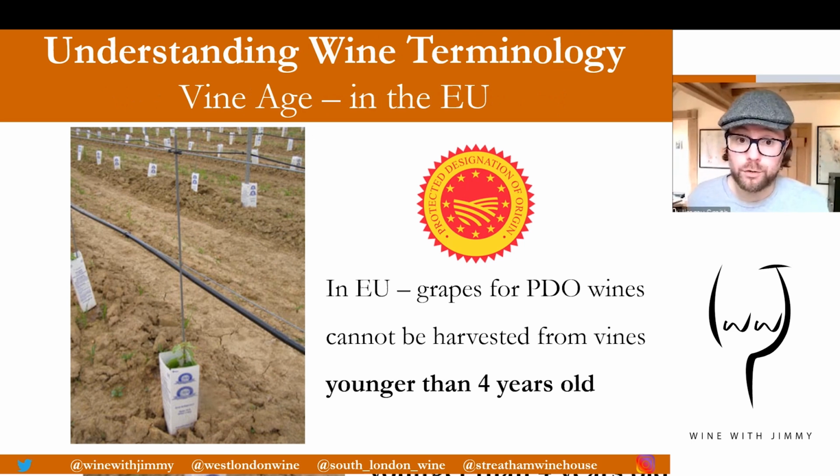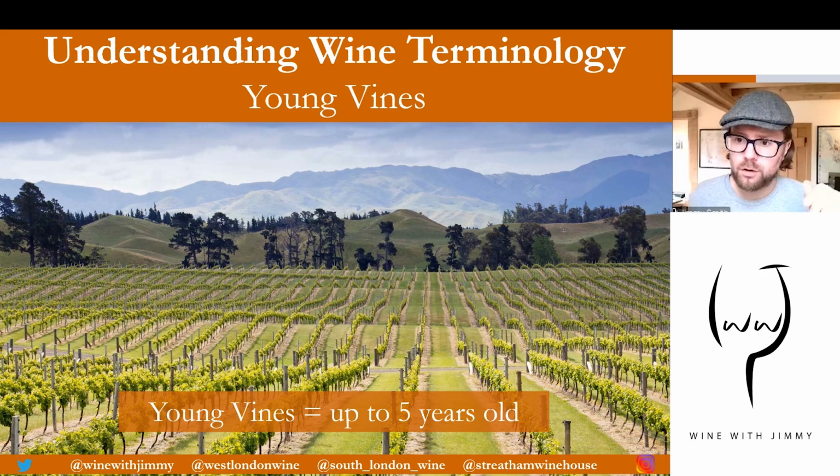Now, elsewhere in the world, of course, this is not always law. This is just within the European Union. So what are young vines then? What do we mean by young vines? If a grape grower tells you that their wine is made from young vines, what does it mean? And what does it mean if those vines start to mature a little bit as well?